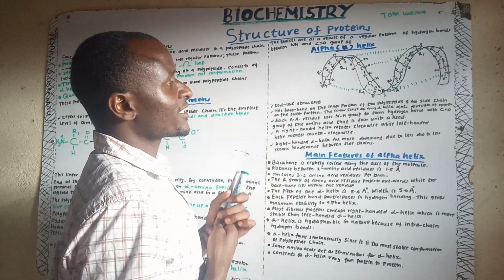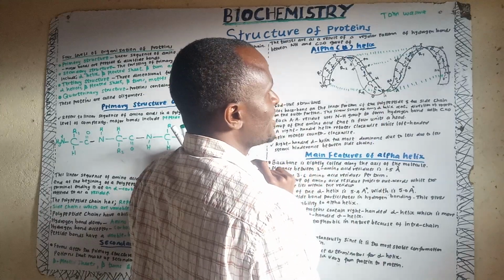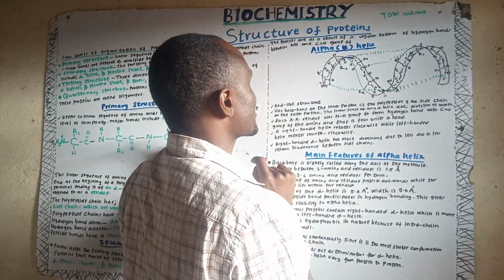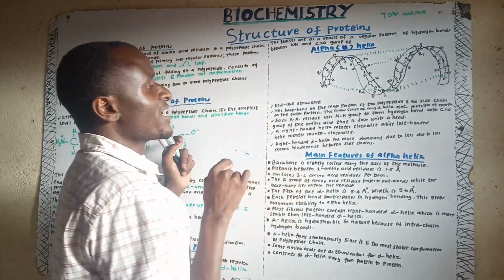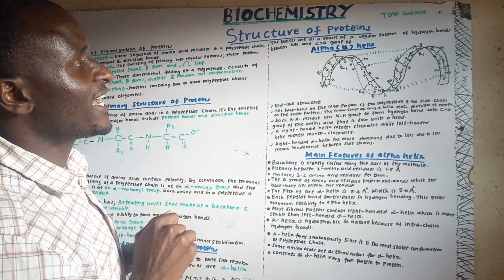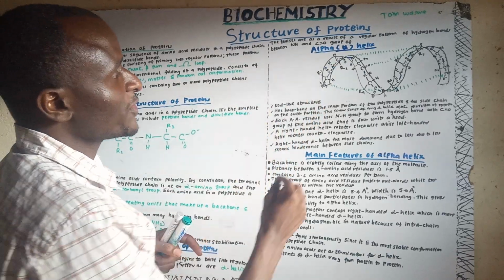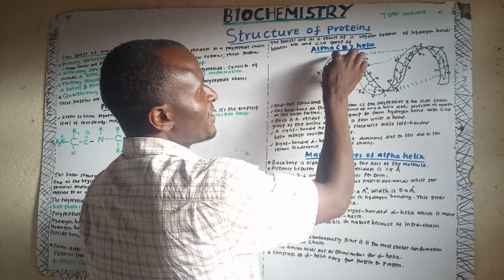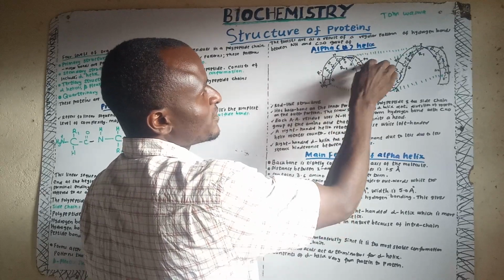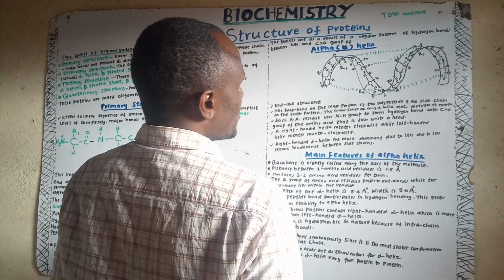In this case, we have what we call the alpha helix. An alpha helix is a rod-like structure. It has the backbone on the inner portion of the structure of the polypeptide and the side chains on the outside of the polypeptide. When you look at it, you can realize that the backbone is inside, but the side chains, that is the R groups, are on the outside of the structure.